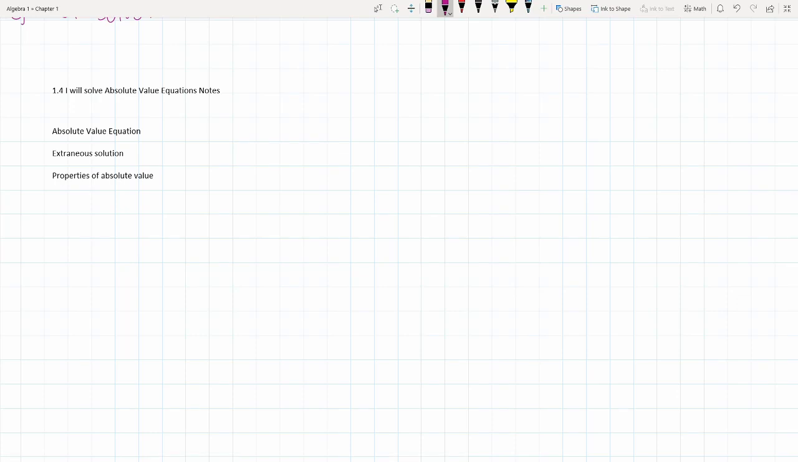This is lesson 1.4. Your objective is that you'll be able to solve absolute value equations. These are the notes for that. You should have already done the warm-up. We'll be moving on. So a couple of vocabulary terms for you.